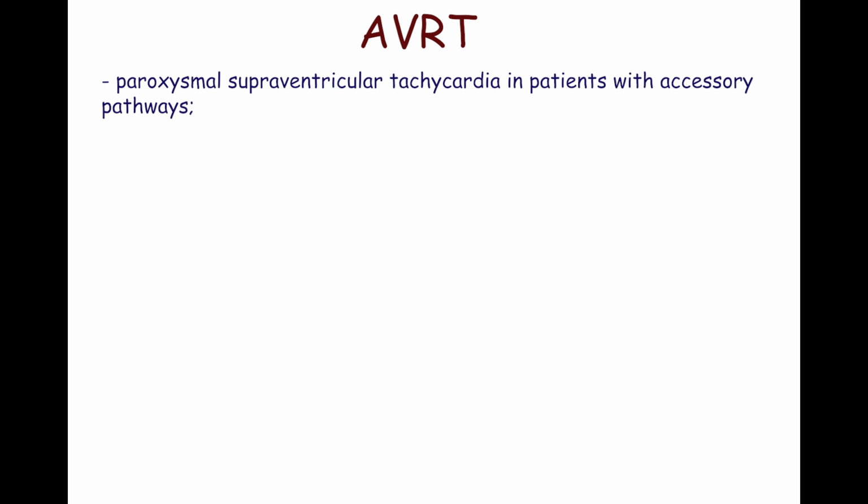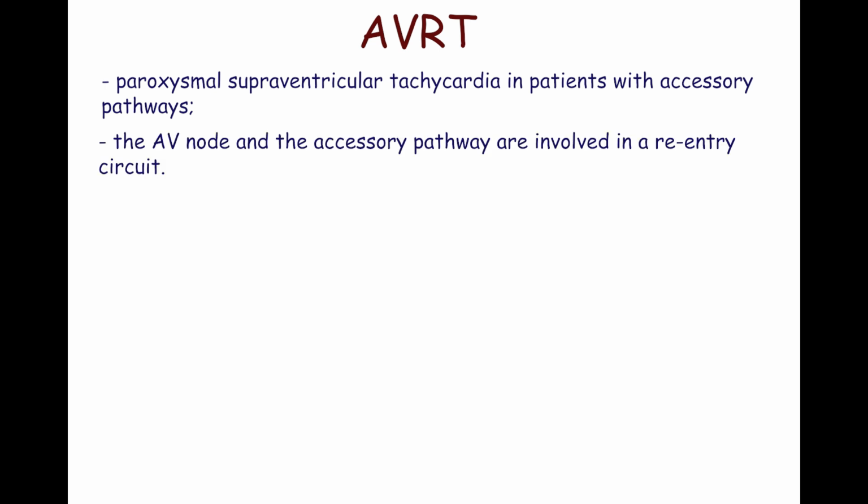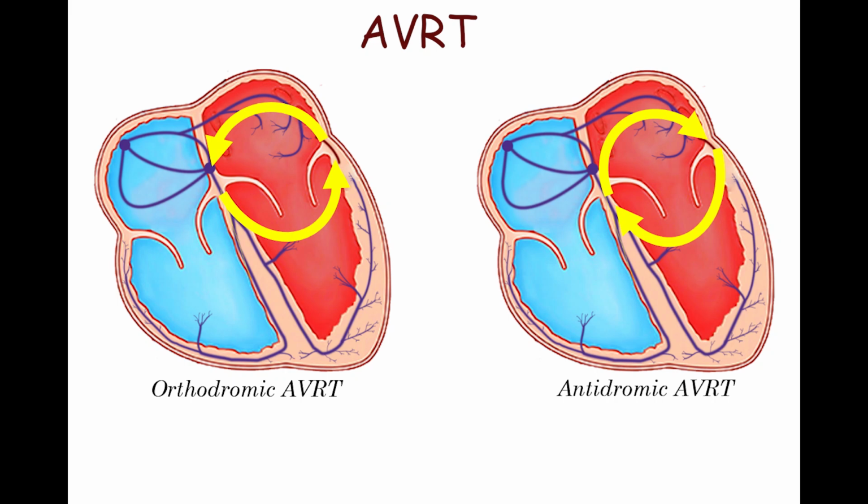Also, an accelerated atrioventricular conduction may produce the short PR interval producing the LGL pattern. Atrioventricular reentrant tachycardia, atrioventricular reentry tachycardia, is a paroxysmal supraventricular tachycardia in patients with accessory pathways. The atrioventricular node and the accessory pathway are involved in a reentry circuit. There are two types of atrioventricular reentrant tachycardia. Orthodromic, where anterograde conduction is via the atrioventricular node and retrograde conduction via the accessory pathway, producing narrow QRS complexes. And antidromic, anterograde conduction is via the accessory pathway and retrograde conduction via the atrioventricular node, resulting in wide QRS complexes.